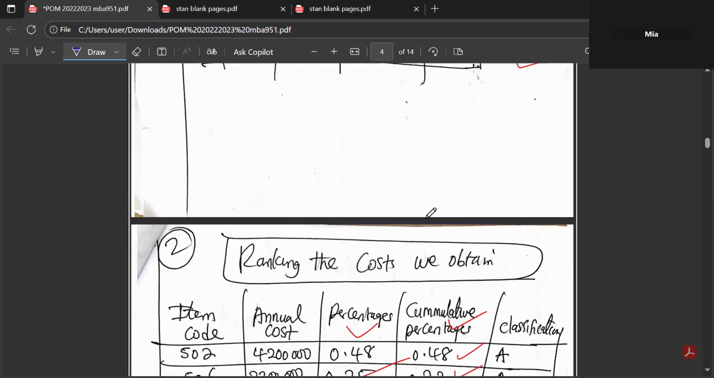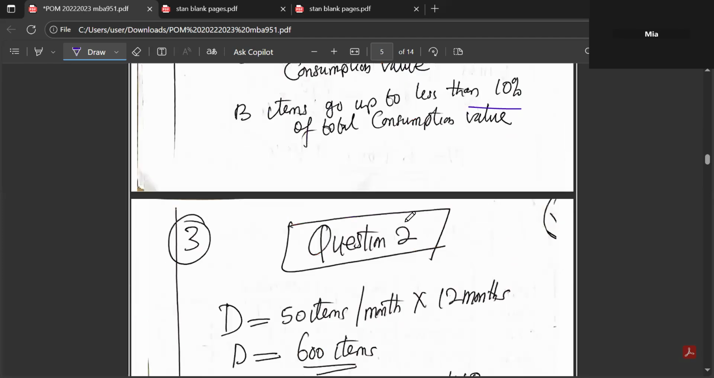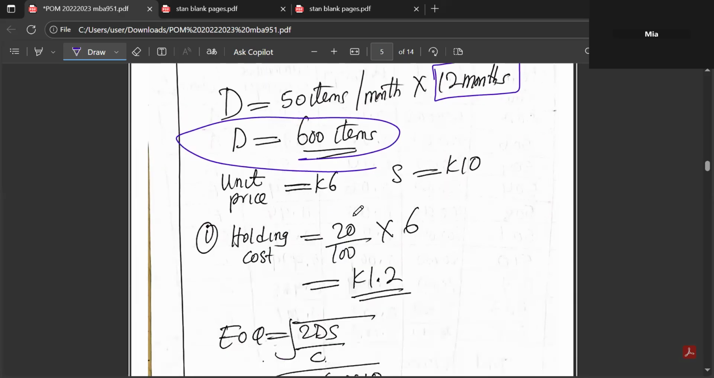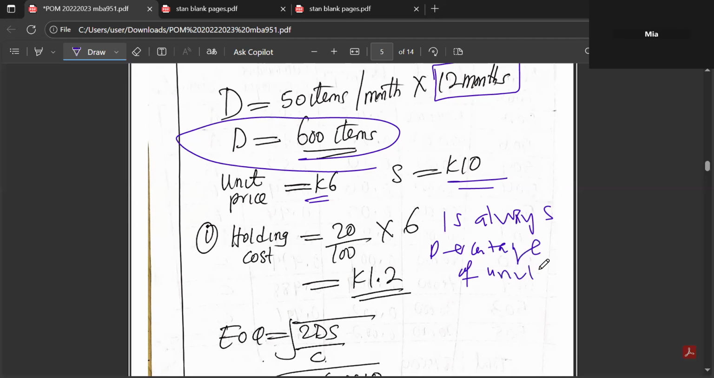So for this one, we are now simply saying our demand is 50 items per month times 12 months, okay? Then you're getting 600 items. Unit price is at 6 kwacha. Ordering cost is at 10. So holding cost is always a percentage of unit price.